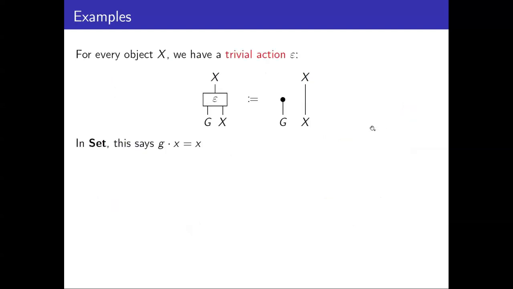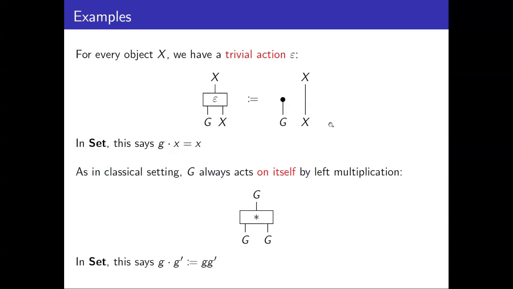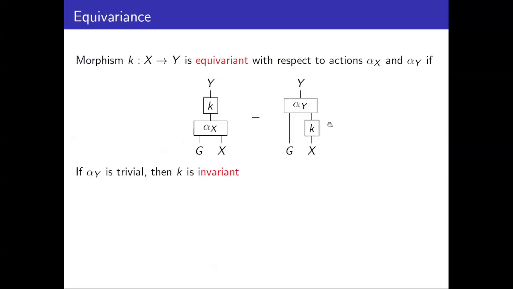Great, so we've got a way to talk about groups and actions. We're now at a stage where we can talk about equivariance in quite a natural way. So we can say that a morphism X to Y is equivariant with respect to these actions if applying the action and then applying K is the same thing as applying K and then applying the action. Basically, you can swap the ordering of K and alpha in this sense.